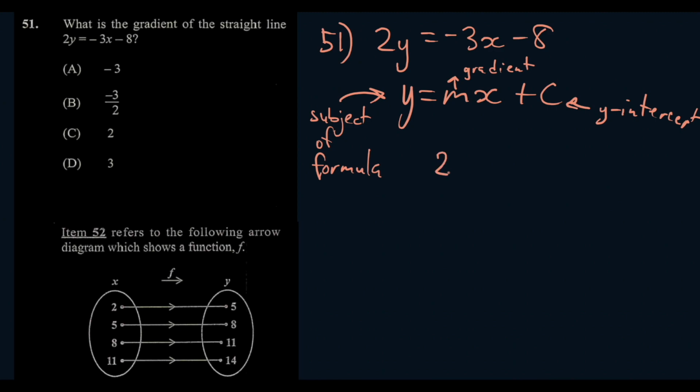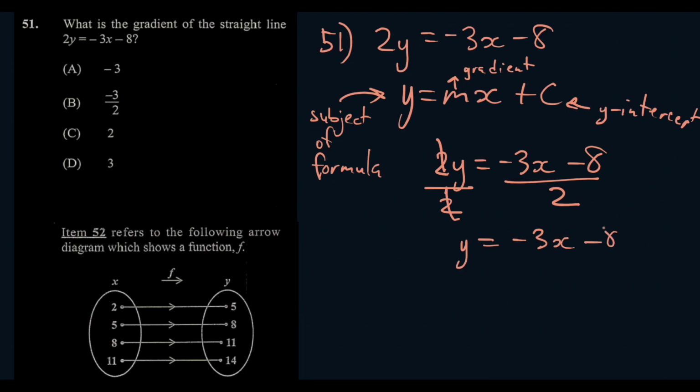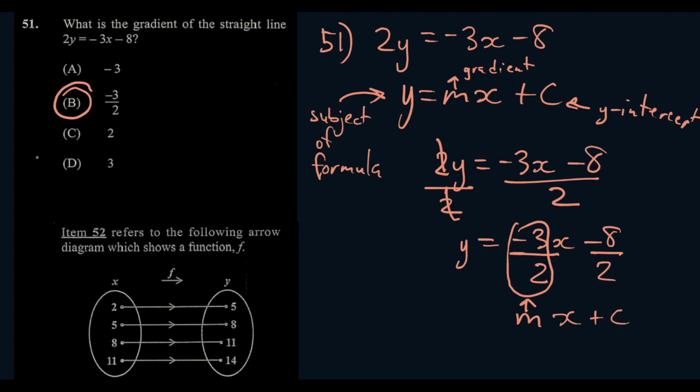So in that case, we have 2y is equal to negative 3x minus 8. Now to get the y by itself, we have to divide both sides by 2. So we divide both sides by 2, so that would leave us with y is equal to negative 3x minus 8, and it's like we are putting each of these over 2. So if you look at this part here, negative 3 over 2, that represents what? The m. So in mx plus c, this m represents negative 3 over 2. So therefore our gradient is negative 3 over 2.